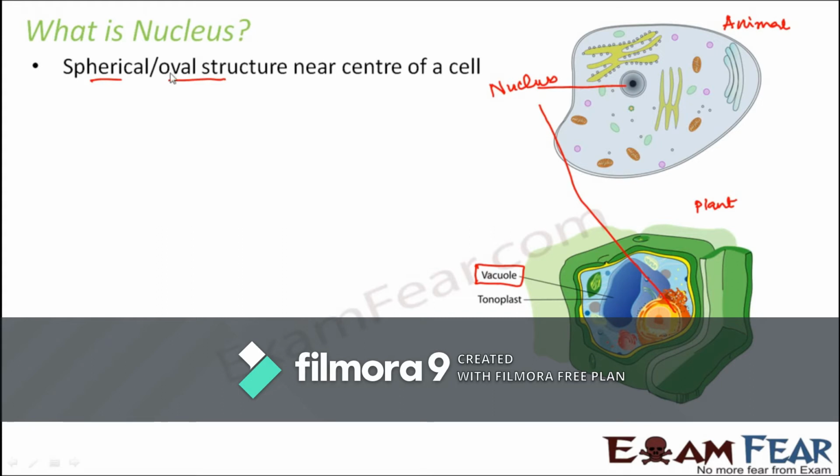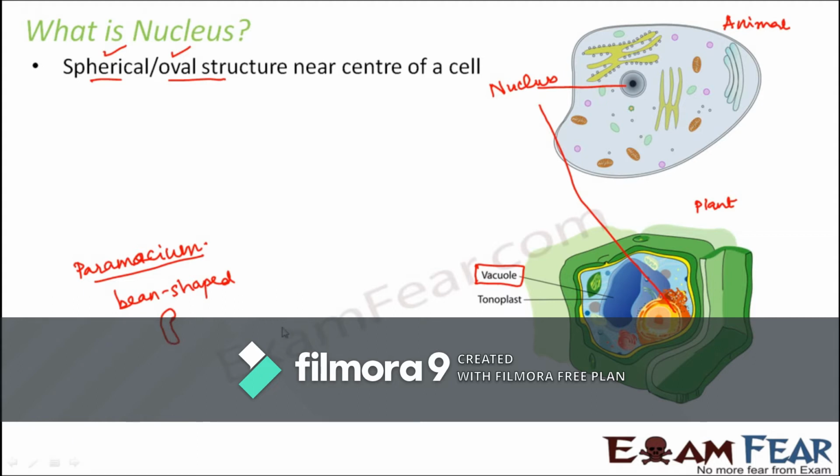Now if you talk about the shape of the nucleus, mostly it is spherical or oval, but sometimes it can be of different shapes also. For example, in some organisms like paramecium, we spoke about paramecium, right? It is a protozoa and a unicellular organism. Here in paramecium, the nucleus is bean-shaped, somewhat like this. This type of shape is there in paramecium.